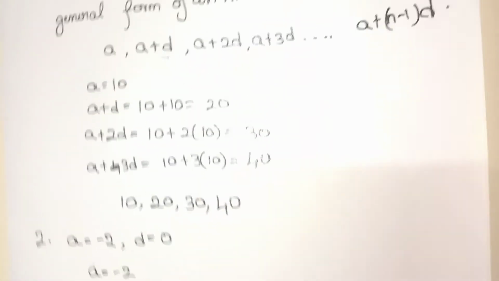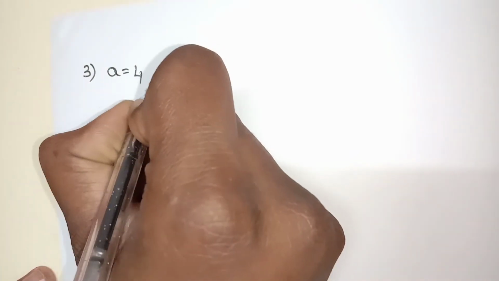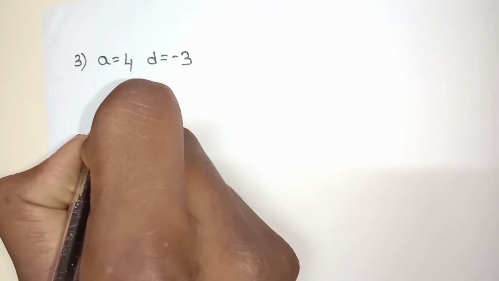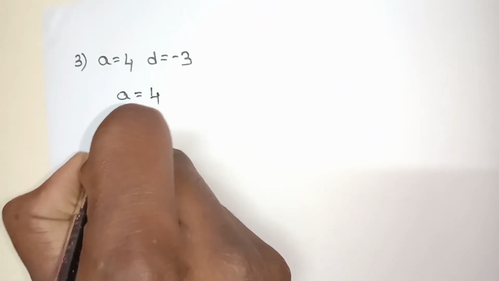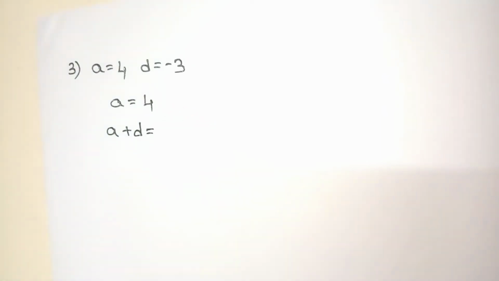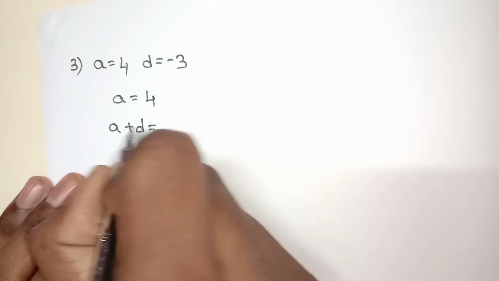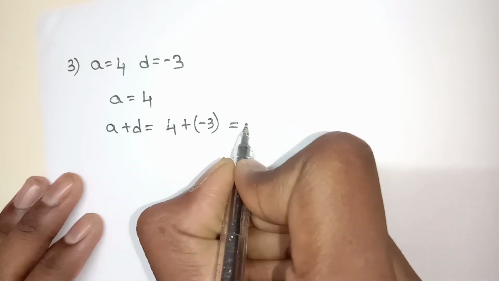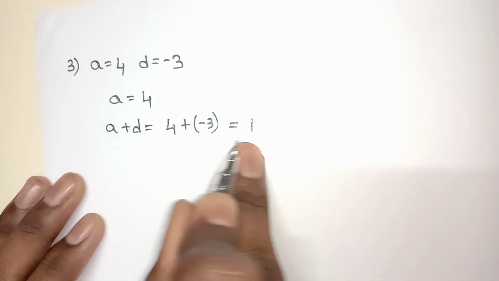Okay, let's go to the third one now. Here the first term is given to be 4, and the common difference is minus 3. Now we have to find the four terms. We know one term already, so we'll substitute the values, that's it. a equals 4. I'm going to find the second term by adding the common difference to it, that is a is 4 and the common difference is minus 3. I'm putting it in a bracket, and it's going to be 4 minus 3, which is 1.